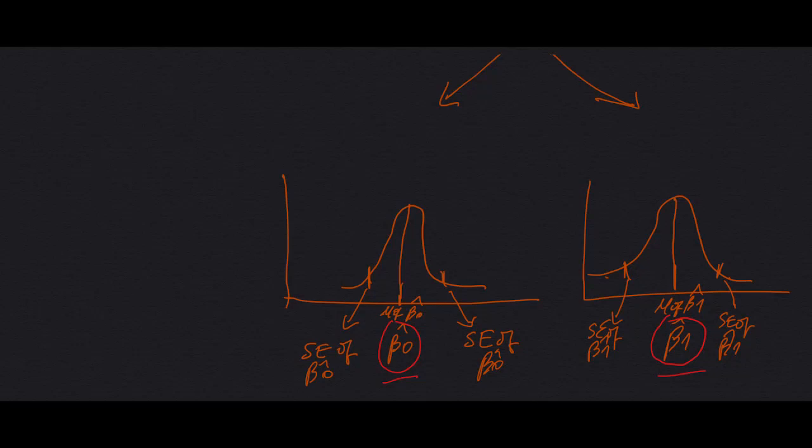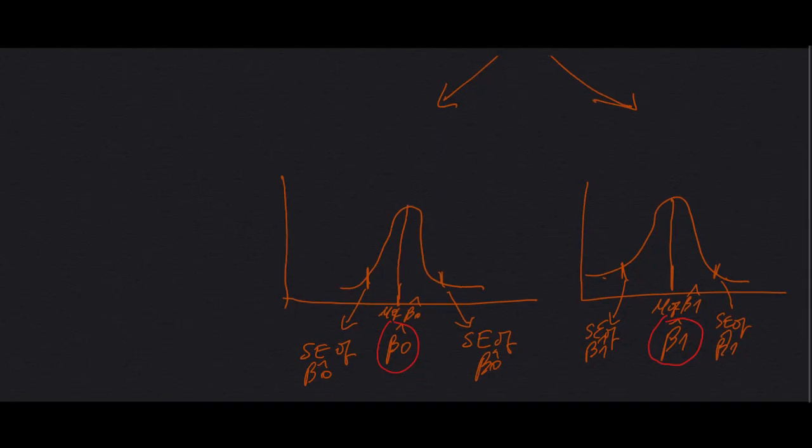Now, that distribution will have a standard error. It's not a standard error of the mean anymore. It's a standard error of the beta 0 estimate, and in the other distribution, a standard error of the beta 1 estimate. Based on this standard error, we apply the knowledge we have of normal distributions, in which 95% of the values are found between negative 1.96 and positive 1.96.